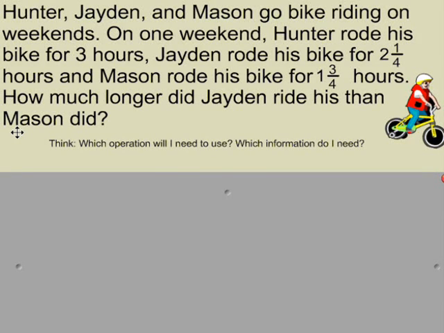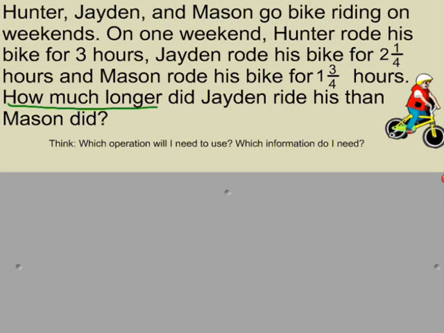There's a couple things we need to think about. I need to think which operation will I need to use, and which information do I need. If I'm thinking about the operation, it says, how much longer did Jaden ride his bike than Mason did? So I'm comparing the two, and I need to know how much longer something is. So I would have to subtract.